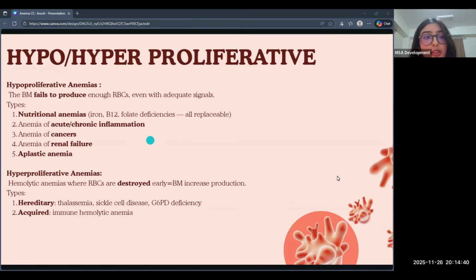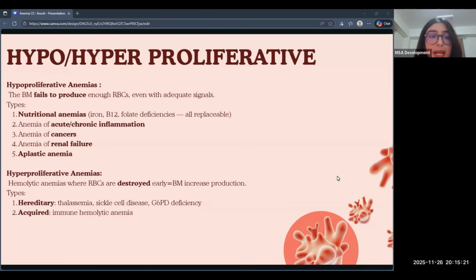Okay, then we have anemia of acute or chronic inflammation. Now, in acute or chronic inflammation, what happens is there's high hepcidin. Hepcidin, I'll talk about it a little bit more eventually. So hepcidin, what it does, it traps iron, so it causes decreased iron availability, and it decreases RBC production, okay? Then we have anemia of cancers. So basically, there's bone marrow infiltration, or it could be cytokine-mediated suppression. Then we also have anemia of renal failure. In renal failure, there's decreased erythropoiesis, okay? So the bone marrow is not stimulated to make more RBCs.